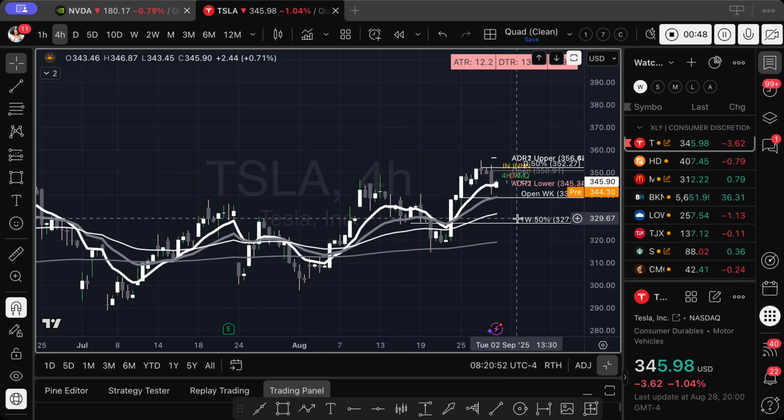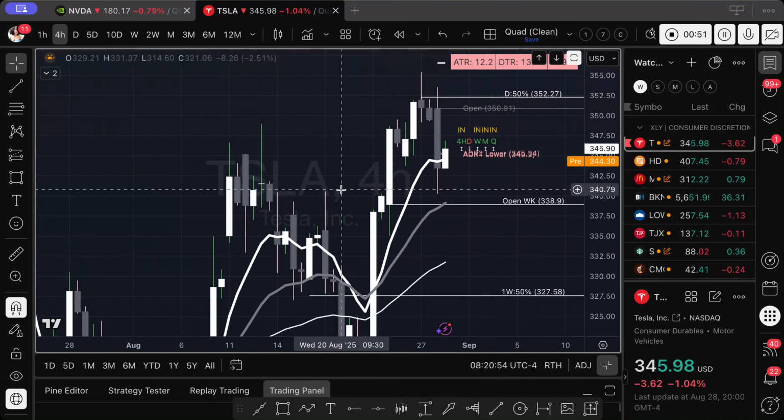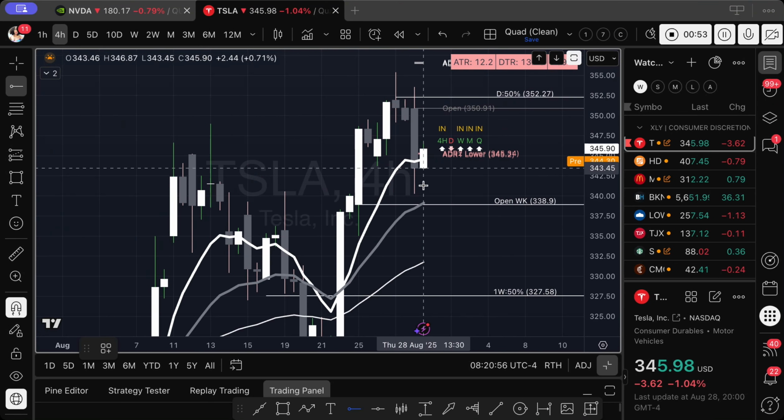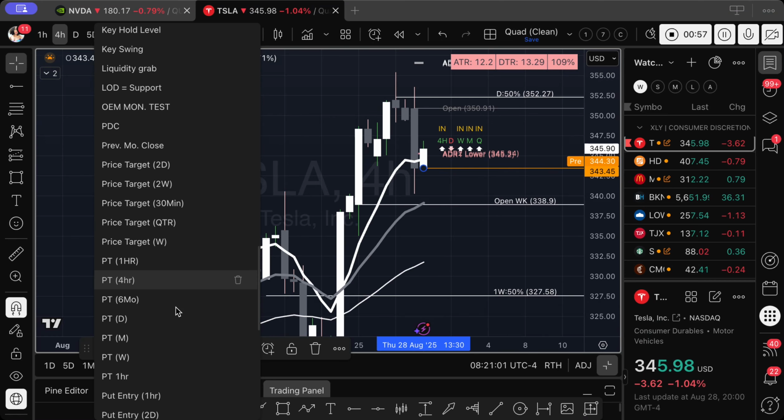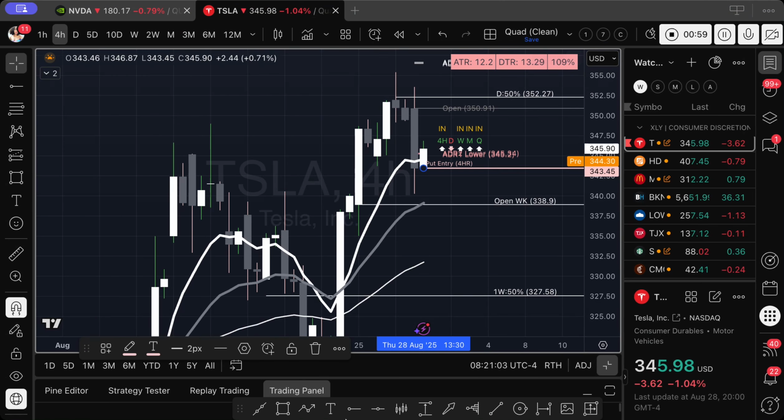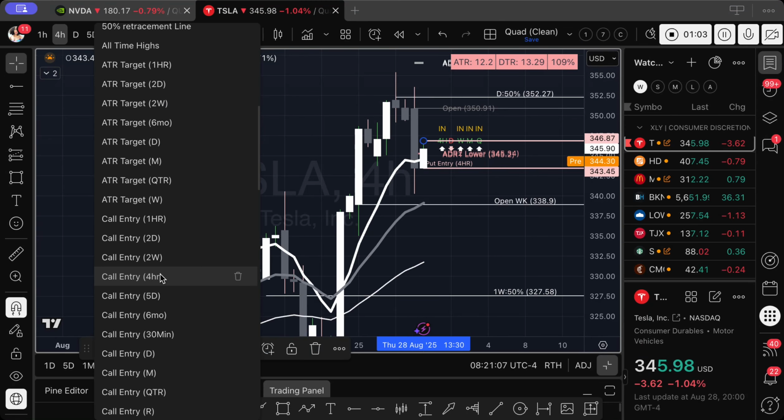On the 4 hour time frame, I do see that we have an inside candle. We haven't quite triggered that just yet. And so we have our put entry as well as an early entry for calls on that. So let's go ahead and map that out. And that's our call entry.